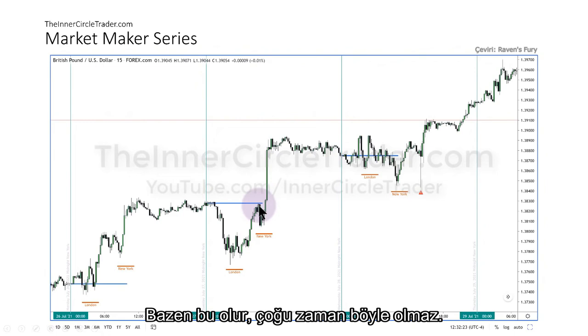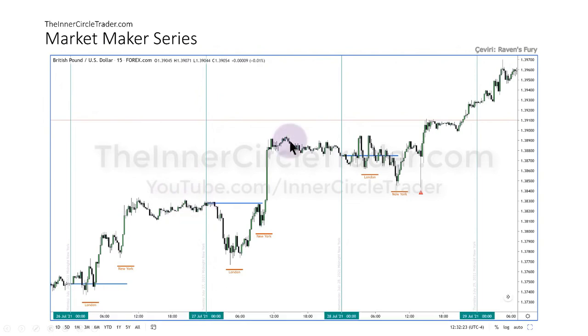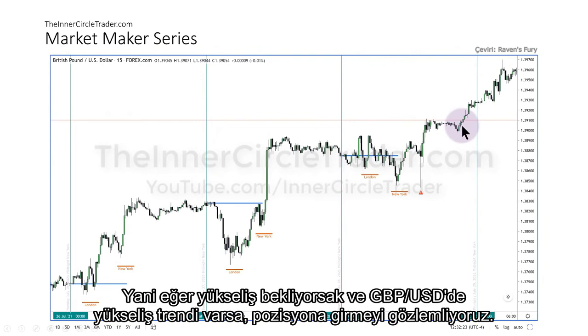Sometimes that will occur. Most of the time, it won't be like that. It'll be consolidation. And then after London close, you get these consolidations like this. This is like dead time. Again, same here, dead time. Same here, dead time.